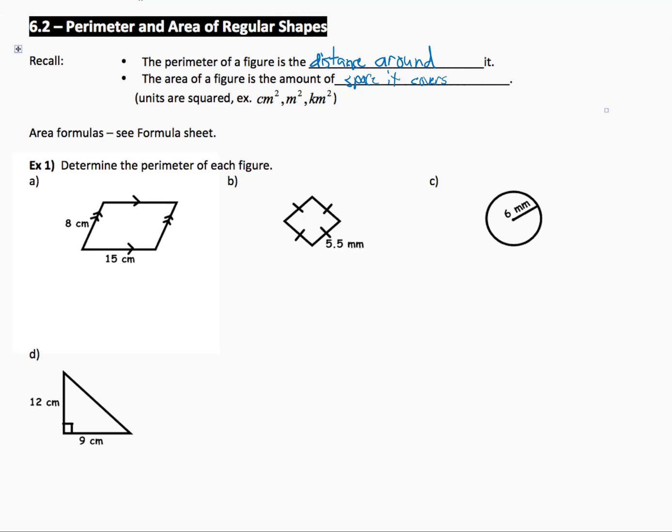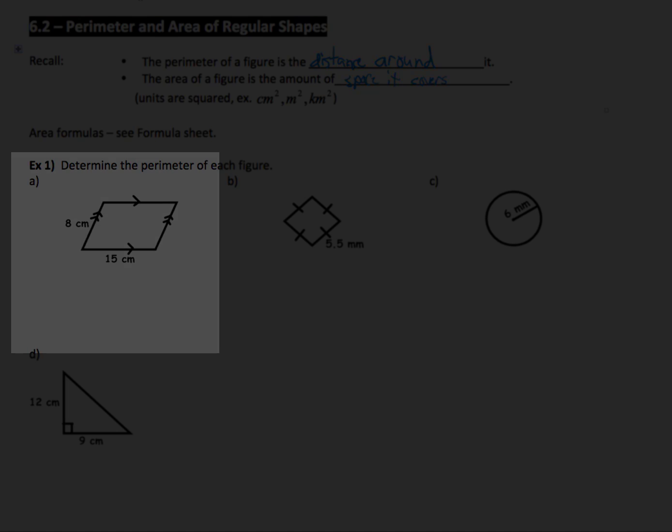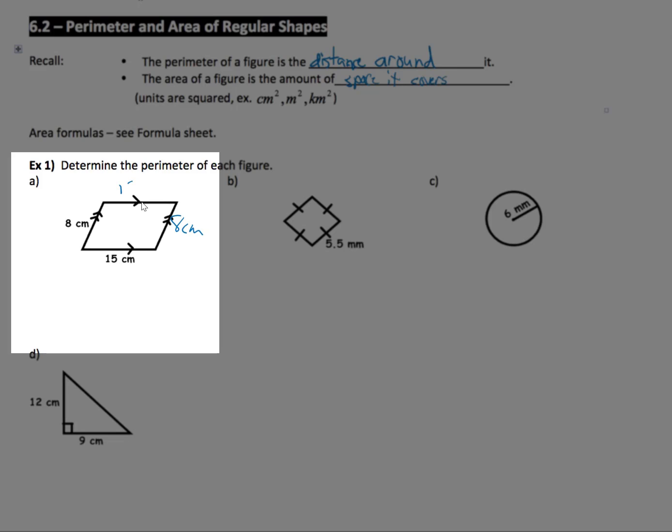Okay, example 1, determine the perimeter of each figure. Well, here we need to figure out the side lengths. If this is 8 centimeters over here on the left, then that means that over here is going to be 8 centimeters. So we're going to have 8 centimeters here. And if the bottom is 15 centimeters, then that means the top is going to be 15 centimeters. So this is 15 centimeters here. All right, next example.